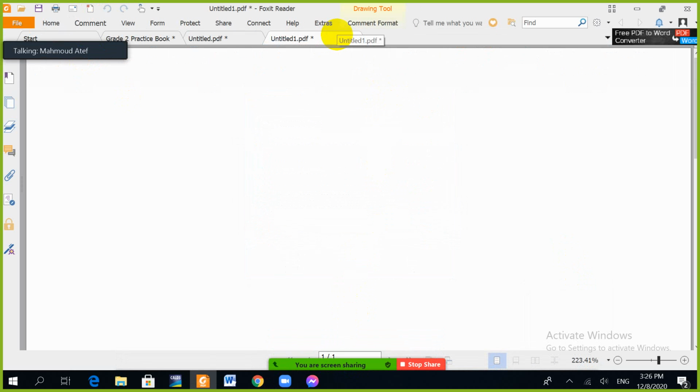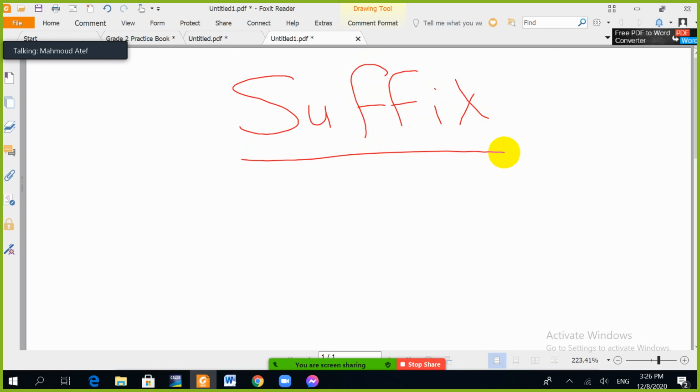On page 143, we were talking about suffix. If you can remember that, we were talking about prefix. So what is the difference between prefix and suffix? Prefix is at the beginning of the word.